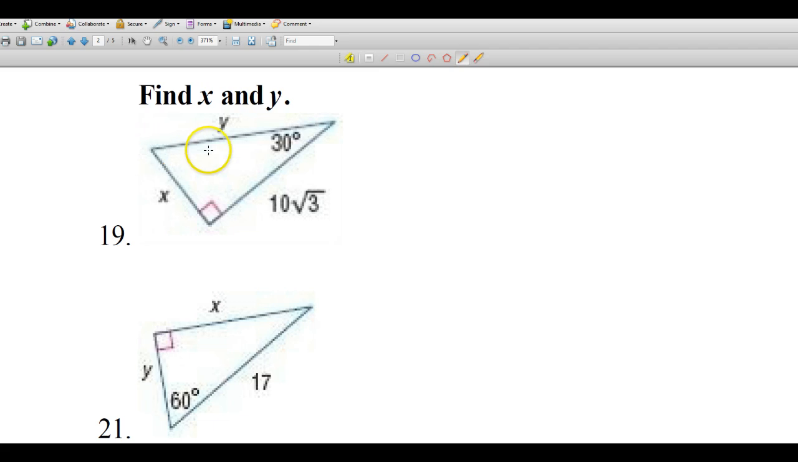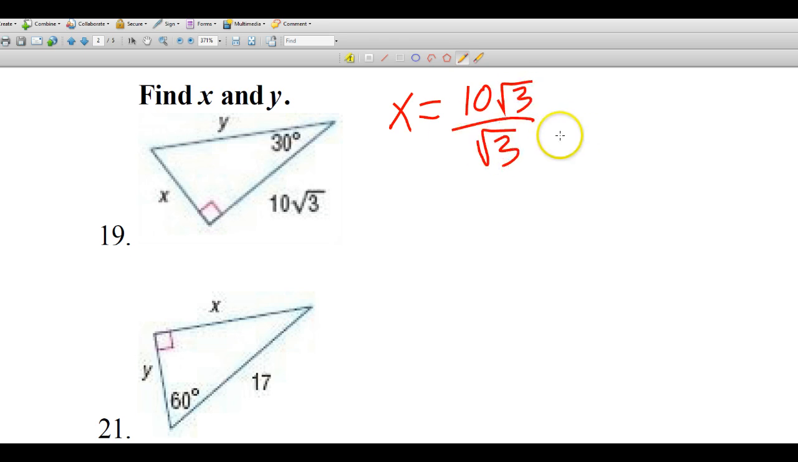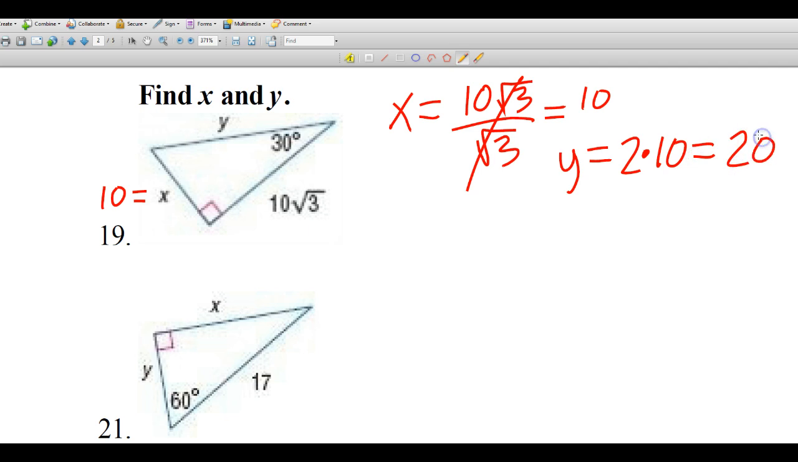On number 19, we have a 30, 60, 90 right triangle. We were given the long leg. So the first thing that we should always do in a 30, 60, 90 is find the short leg. So the short leg times the square root of 3 is the long leg. Therefore, the long leg divided by the square root of 3 will be the short leg. So square root of 3 cancels, and x is equal to 10. Once we know what the short leg is, then we multiply it by 2 to find the hypotenuse. So y is equal to 2 times 10, which is 20.